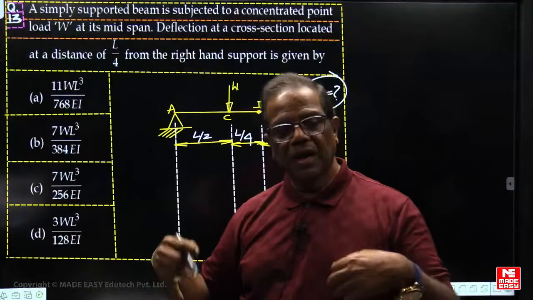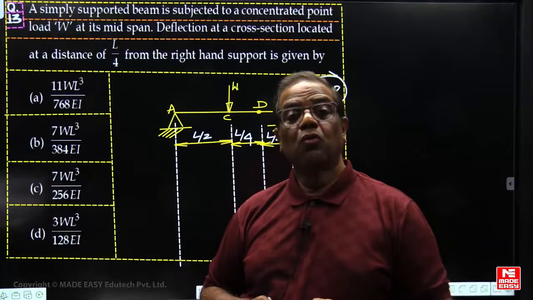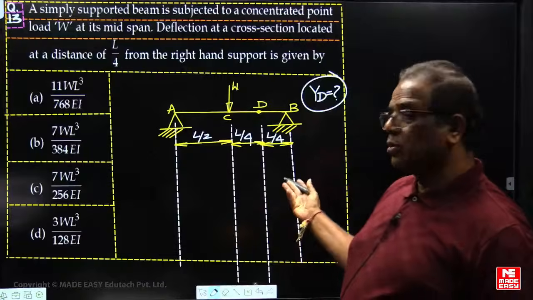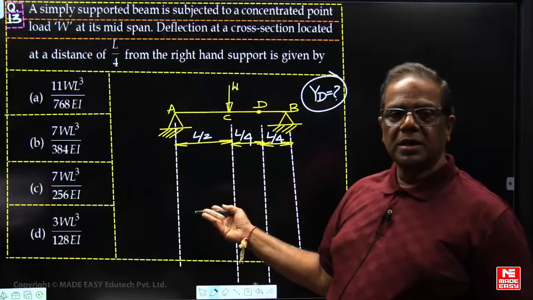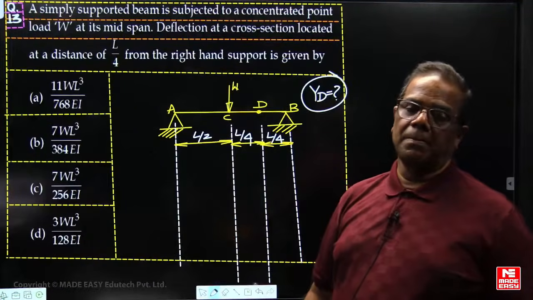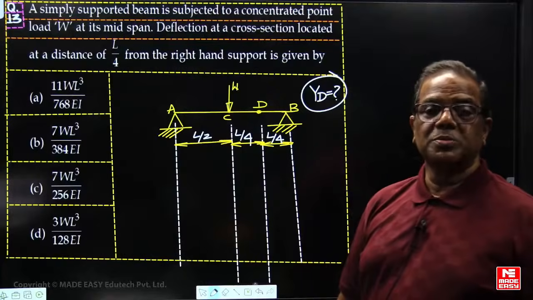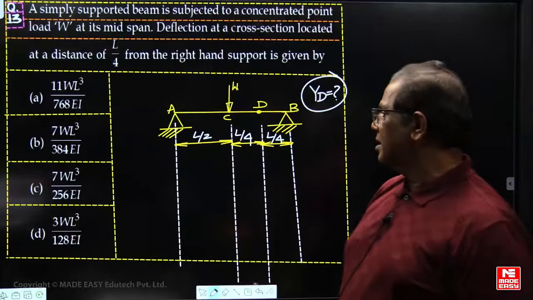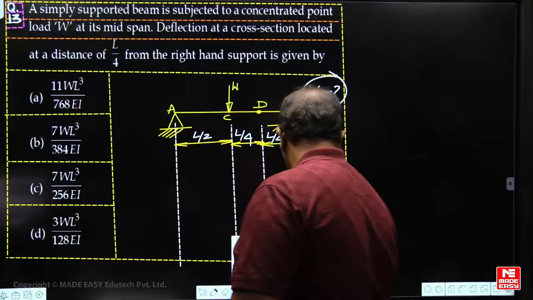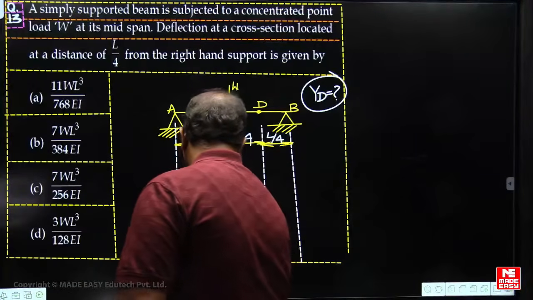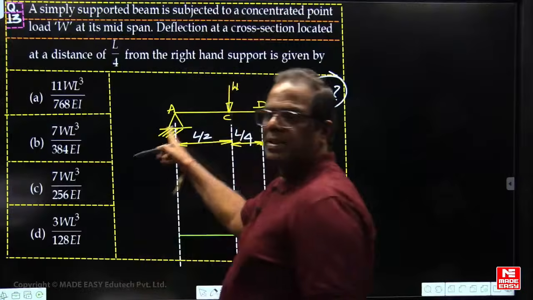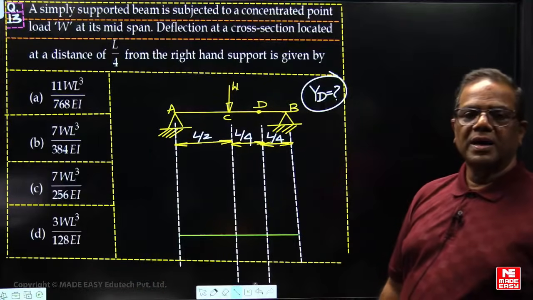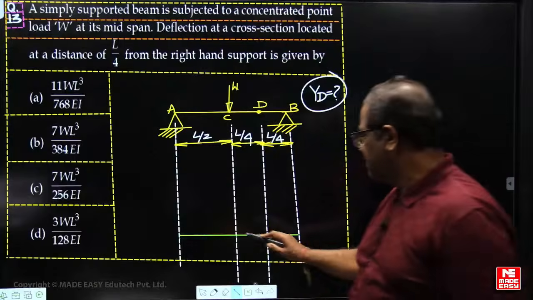But who has used the moment area method? I'm doing this question with the moment area method. Some students can also try with Macaulay's method. What should be the first step? Draw the bending moment diagram. For this case, you know the diagram: a simply supported beam subject to a point load at the midspan. The bending moment diagram is a triangle, and the bending moment is maximum at C.